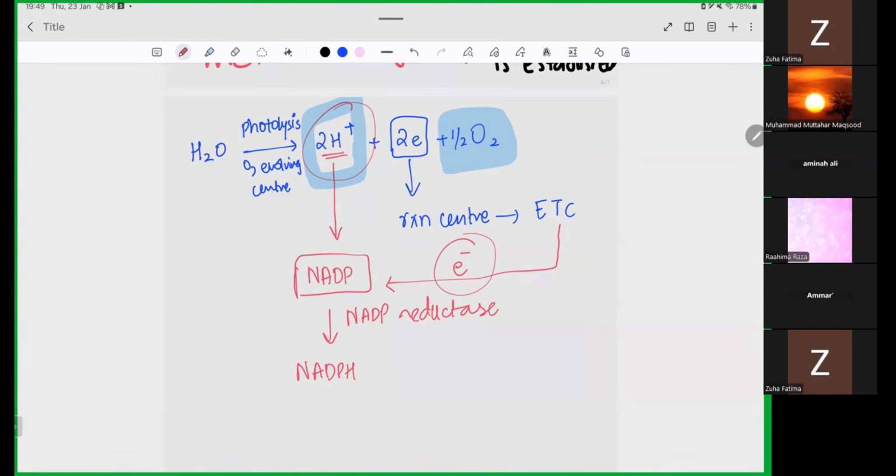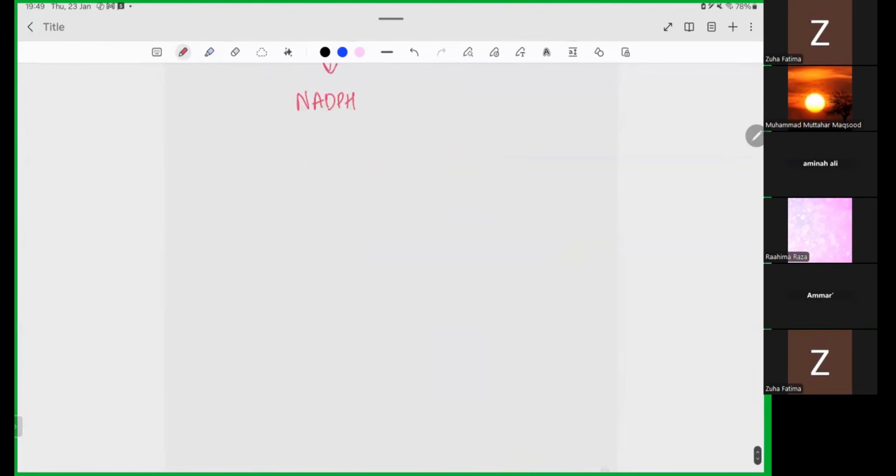Is this clear? Do you guys want me to repeat this again quickly? Yes, Mutahar? Okay, I'll quickly repeat this. हम इसको एक एक करके draw करके जल्दी से repeat करते हैं.